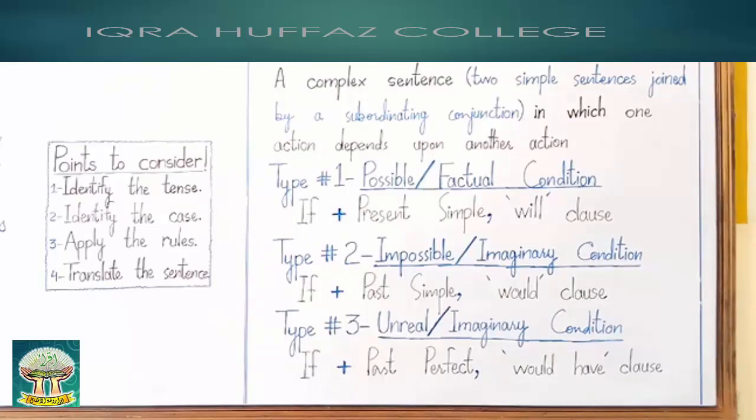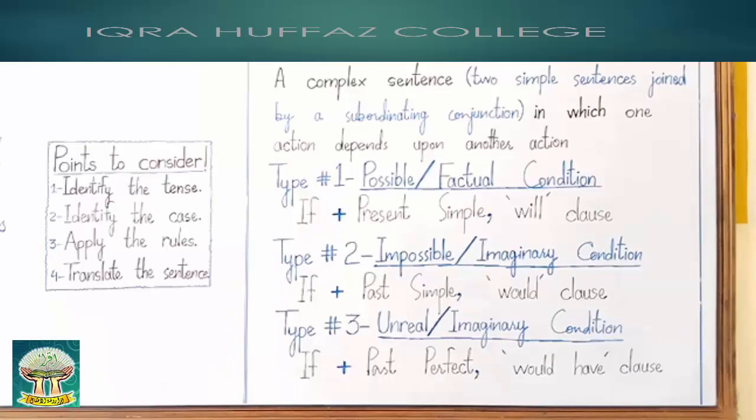Now I am going to tell you people about the types of conditional sentence in detail. You people have already studied these 3 types in your earlier classes. I am giving you a review of these 3 types of conditional sentence. Type number 1, you can see it's written on the board before you. Type number 1 is actually a possible or factual condition. And the formula of this type 1 is if plus present simple.